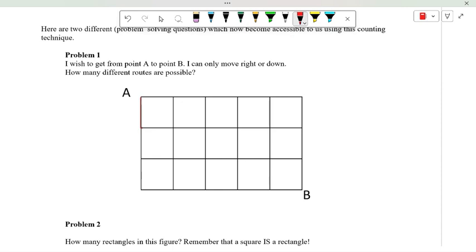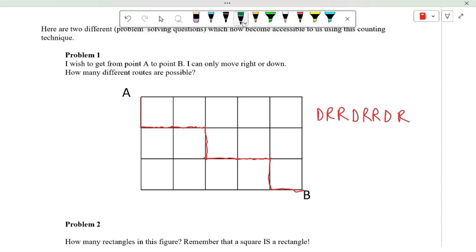I could go down, right, right, down, right, right, down, right. Now I'm going to code that. I'm going to write that down. I went down, I went right, right, I went down, I went right, right, down, and right. Okay, so there's a path. I'm going to do another one now.